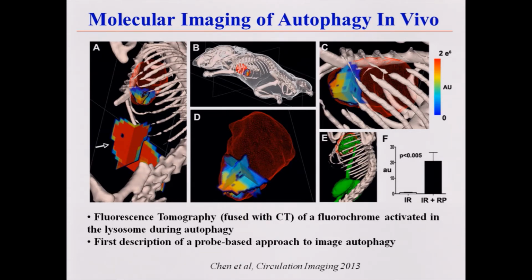Autophagy provides very few targets to image. This, as far as we know, is the first probe-based approach to image autophagy. There have been a couple of transgenic animals described and surface-based fluorescence approaches. But this is an approach that can be used in any animal, or any small animal at least, and will allow autophagy to be imaged in deep tissues.